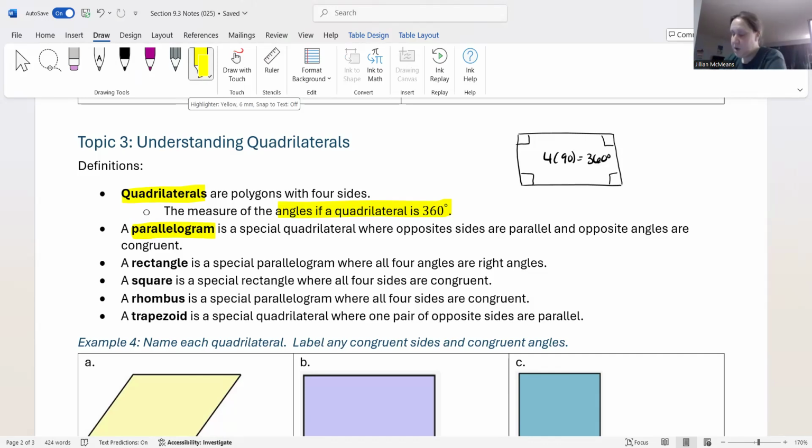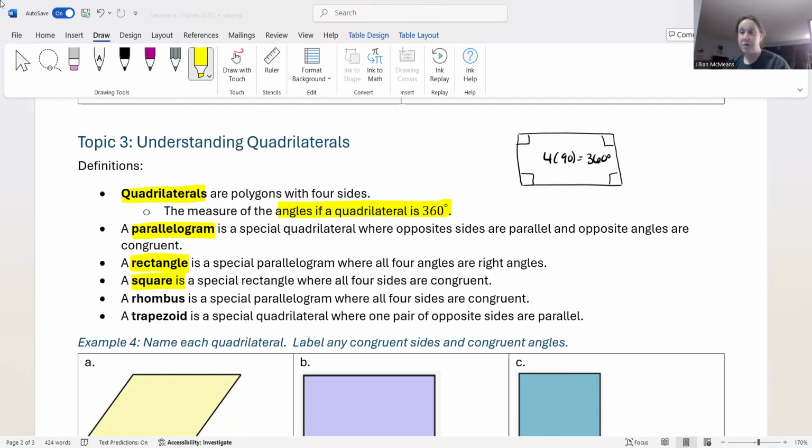And then opposite angles are going to also have the same measure. And then you have a rectangle. We should all be familiar with a rectangle. A rectangle is a special parallelogram. Opposite sides are parallel to one another, but all of the angles are going to have the same measure. So all of the angles are 90 degrees, like I drew up here. And then a square is a special type of rectangle. So that means it's also a type of parallelogram.